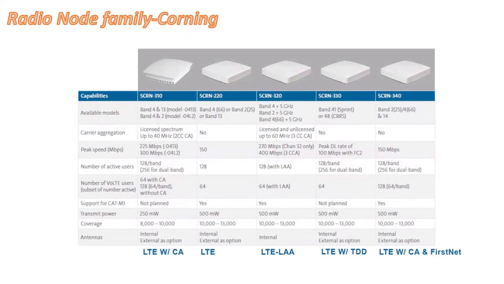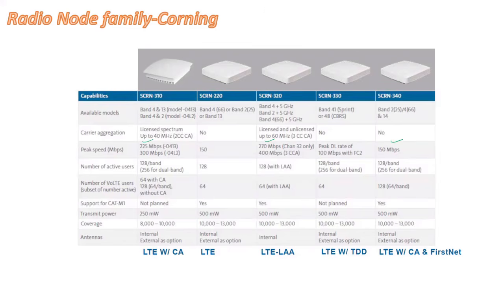Then we have the Corning radio node family. Here you can see that various options are provided by Corning. It can be SCRN 310, 220, 320, 330 and 340. Various kinds of bands are supported. In case of 310, they support band 4 and 13, and 4 and 2, so this is a dual band small cell, right? Peak speed is very important. Here peak speed is 225 Mbps, in 320 the peak speed is 270, and in 340 peak speed is 150 M.